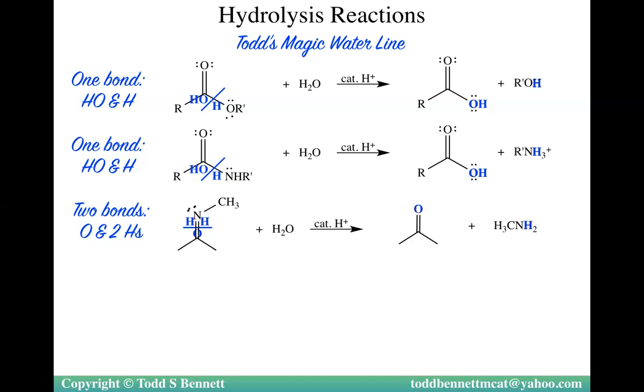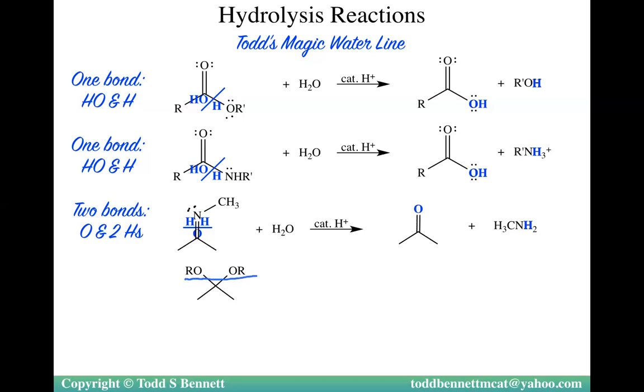So fairly straightforward. Actually, I don't want to say it's an easy thing to do, but as you see a few of them, they become better and better. So let's try another one. This one is weird at first, but if you remember, this is a ketal, and a ketal is nothing more than a ketone. The magic water line in this case is going to actually go across two leaving groups.